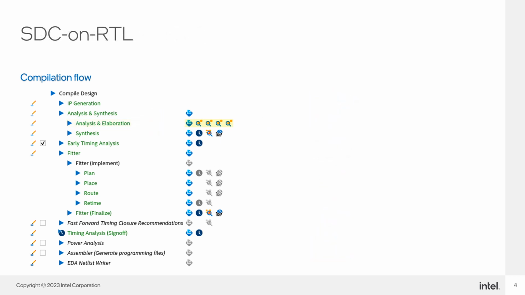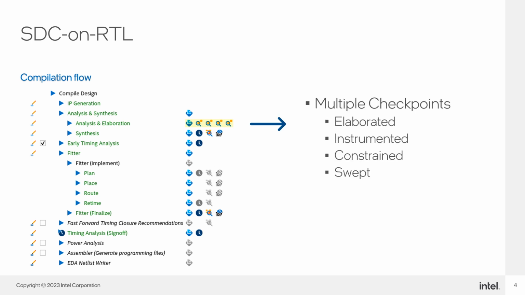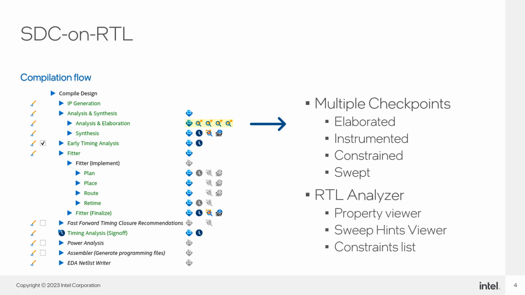Following the analysis and elaboration stage, you will gain access to numerous checkpoints to examine the optimizations performed by the Intel Quartus Prime Pro software in your design. The RTL Analyzer among them, which presents a suite of powerful tools to validate the precise application of your constraints within the elaborated netlist. This tool includes features such as the Property Viewer, Sweep Hints Viewer, Constraint List, and more.